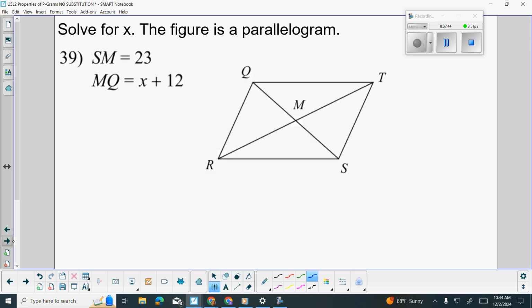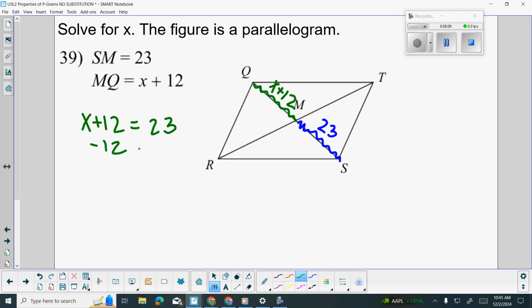And I'm going to show you how to do question 39. SN. This is SM, and it has a length of 23. MQ, that's this over here, is x plus 12. As mentioned right before, diagonals bisect each other, which means that you're going to set these two segments equal to each other. X plus 12 is equal to 23. If I subtract 12 from both sides, x equals 11.